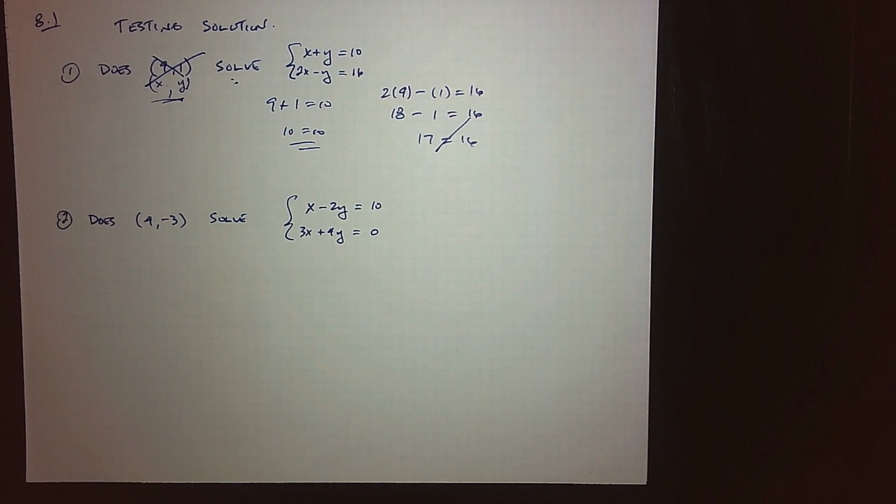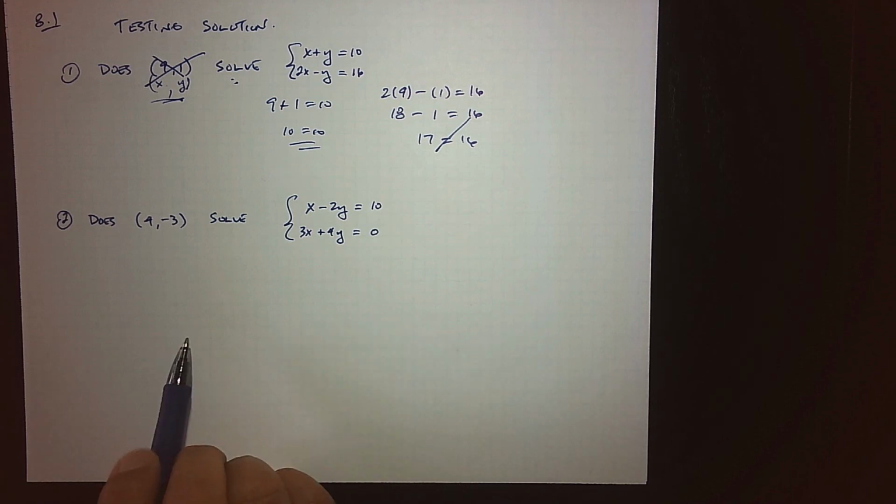When I'm solving a system, everything has to be true, not just one equation. So be careful there. Don't just check the first one or the second. You've got to do both. Do the values that I have, does the ordered pair that I have, solve the entire system? If it doesn't, it's not a solution.